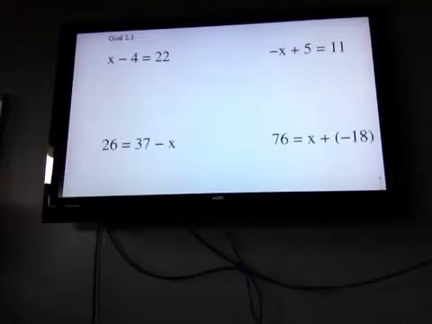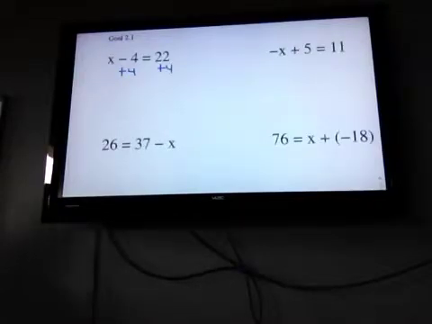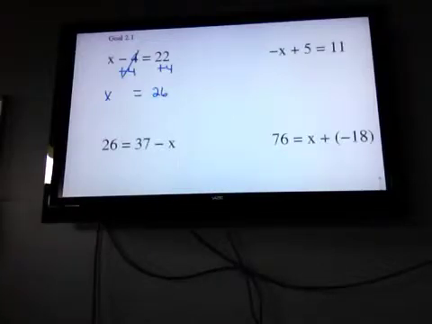So, start off very simple. X minus 4 equals 22. I want to get my x by itself, so that means I'm going to plus 4 to both sides. What I do to the left of the equals, I have to do to the right of equals. Then my x comes down. Positive and negative 4 cancel. Equals comes down. 22 plus 4 is 26. Whatever's written there is exactly how you would punch it into a calculator. Okay?